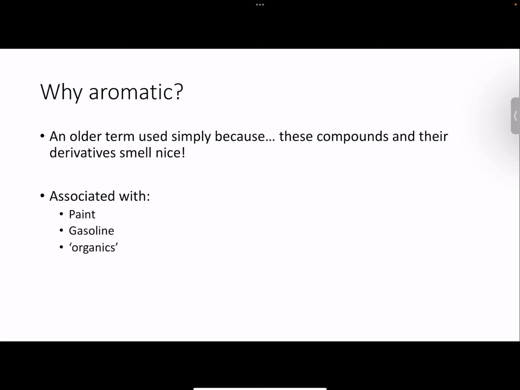All right, aromatic is an older term, and these compounds tend to smell pleasant or nice. Doesn't mean they're healthy for us. A lot of this is associated with paint and gasoline. That strong chemical or organic smell is what these molecules all smell like.